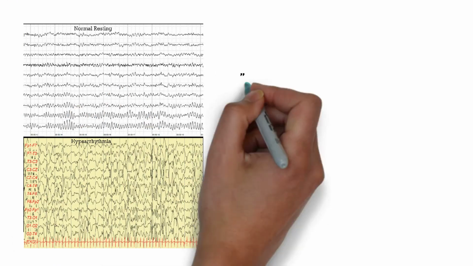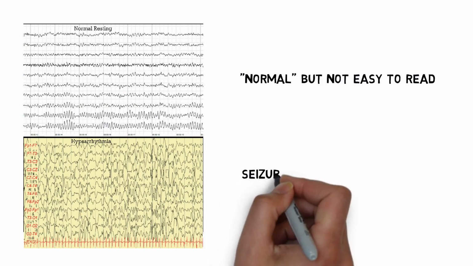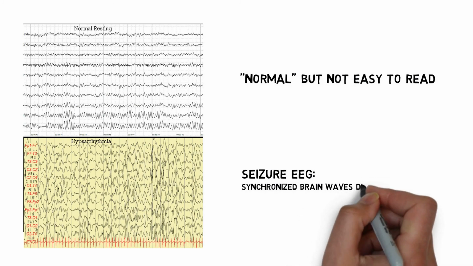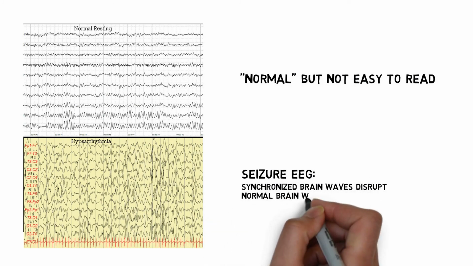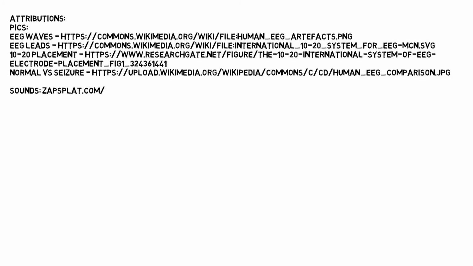When put all together, the normal EEG looks like this. Not that easy to read. Seizures look very different. The brainwaves become synchronized and disrupt the normal pattern of activity. The EEG has been an important tool in diagnosing seizure activity. This ends the video on EEGs.